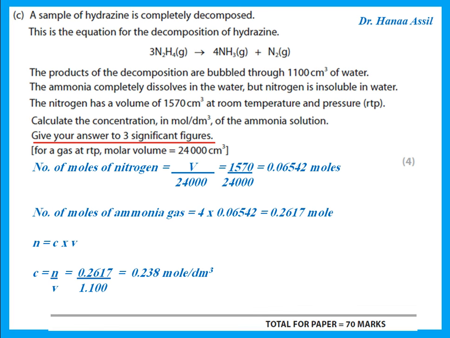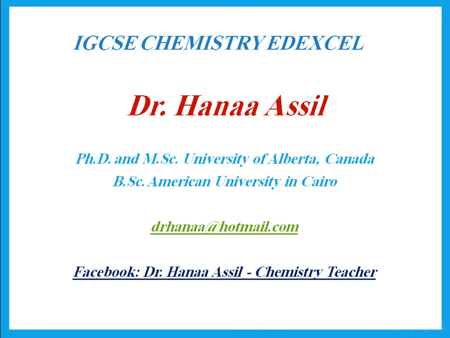Please notice, he says, give your answer to what? To 3 significant figures. So 0.238 has to be 0.238. You cannot say 0.24. You know how to count the number of significant figures. In this case, I have 0.238 in 3 significant figures. Okay, and that was the end of this paper.